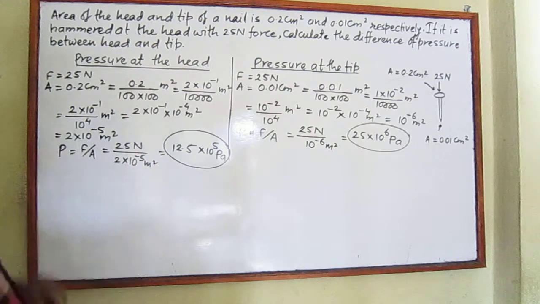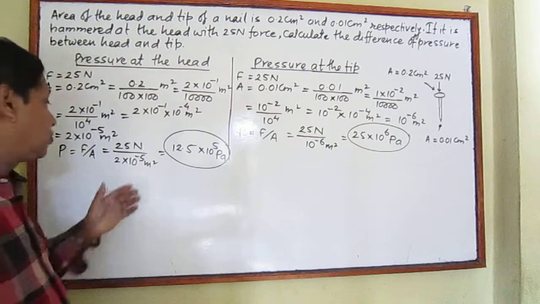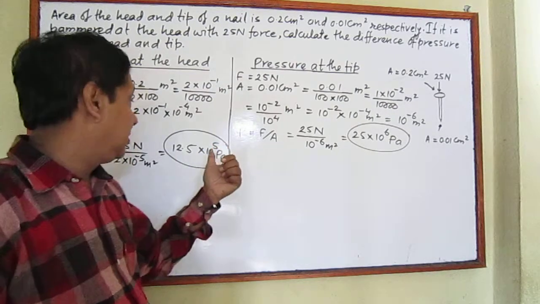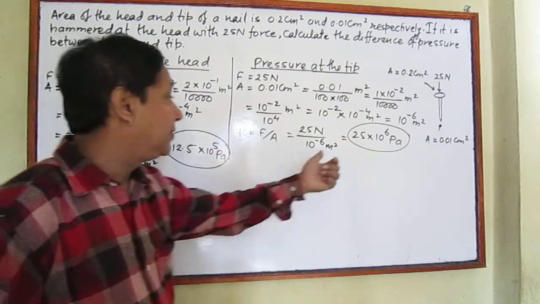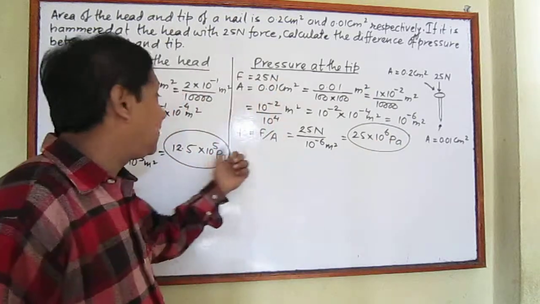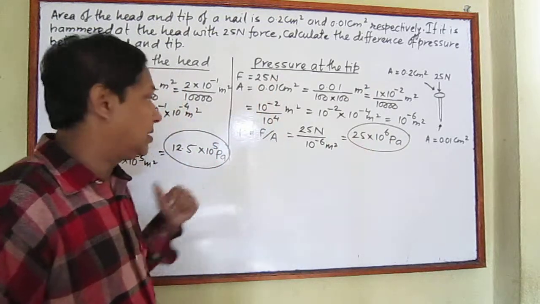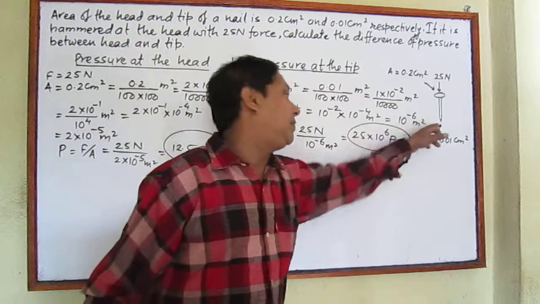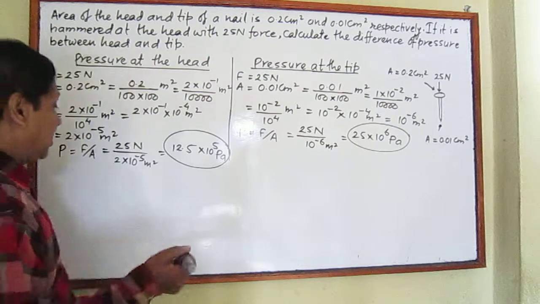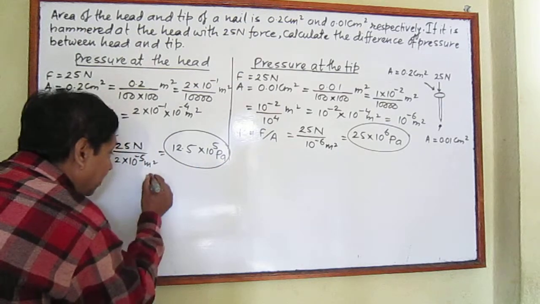Now I want to find out the difference. But before going to the difference, which quantity is bigger? This value has 10 to the power 5 here, and this one has 10 to the power 6. It means one having 6 zeros and one having 5 zeros, so this one is bigger. So the pressure at the tip is higher than that of the head. So now let's calculate the difference of pressure.